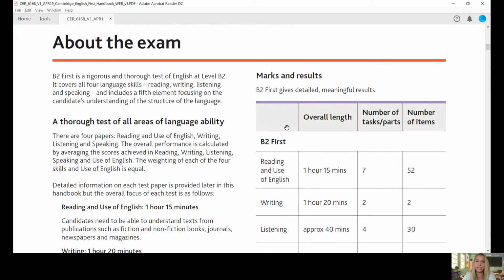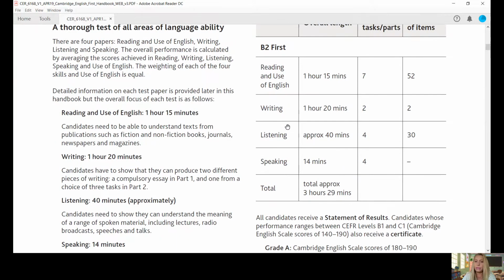So here we go. About the exam, let's look at what is involved with the whole exam. You have the reading and the use of English, which is 1 hour and 15 minutes. There are 7 parts and there are 52 items. I just want to come out of that screen a minute just to explain something.